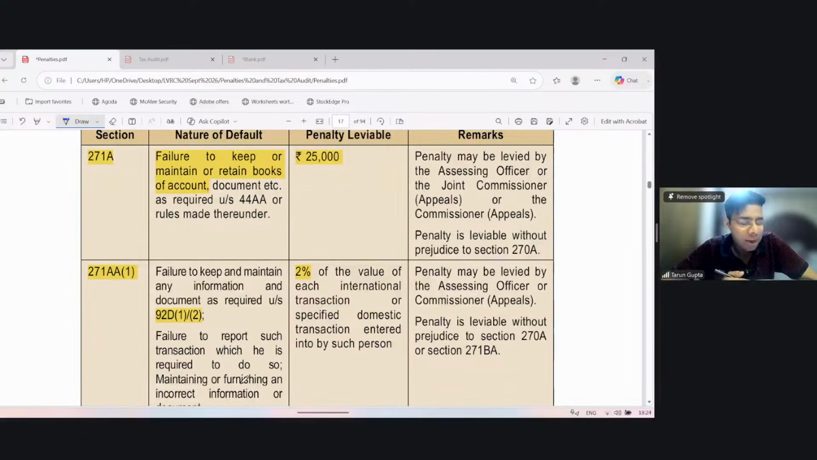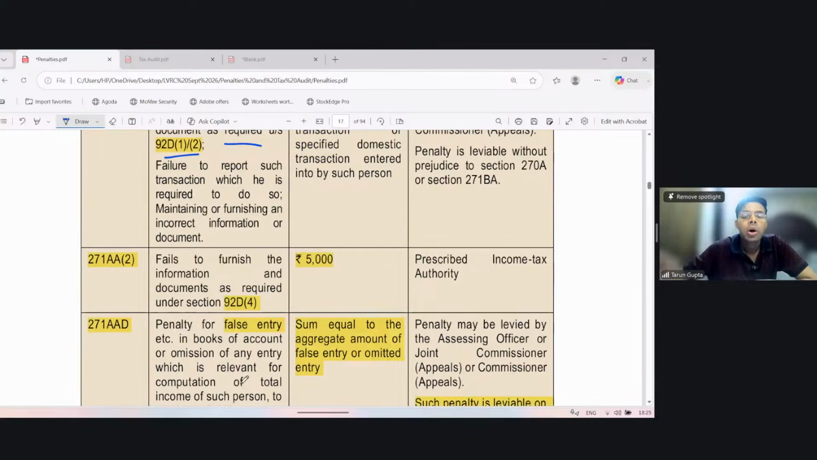In case of 271AA subsection 1, the default is if the assessee failed to keep and maintain any information document as required under section 92D, the transfer pricing report. The penalty is equal to 2% of the value of the international transaction or specified domestic transaction, SDT. Right. 271AA subsection 2: if the assessee failed to furnish the information document as required in section 92D(4), the penalty is 5,000 only.